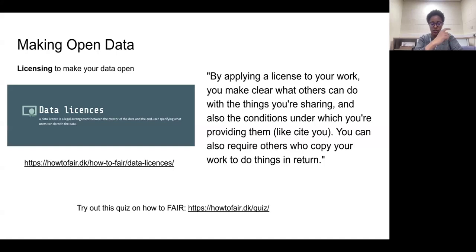So good practice for the README, sessions that you've already had before.